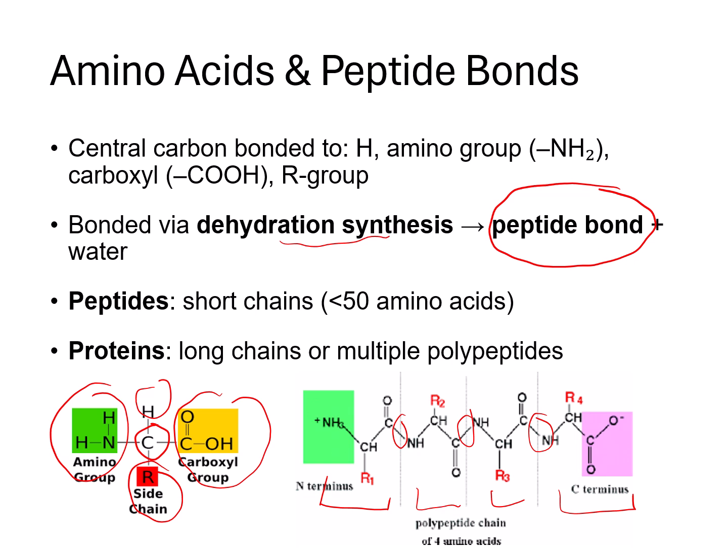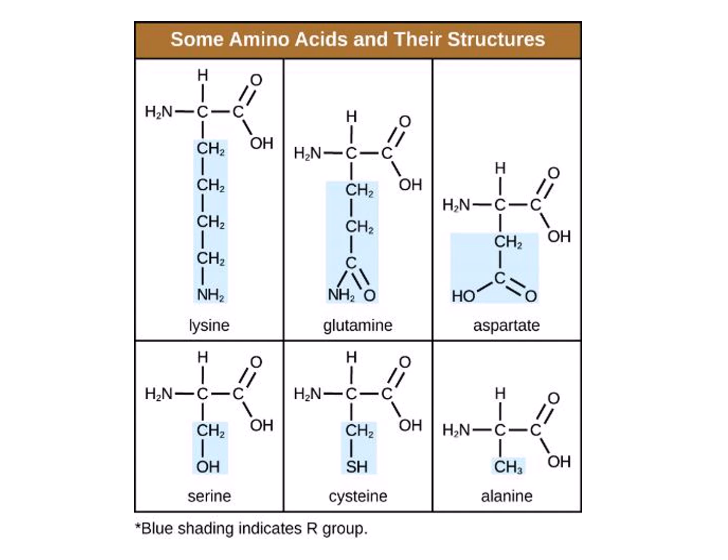If you have a chain under 50 amino acids, we call those peptides. Longer ones are known as polypeptides or proteins. Here's just an example of a few amino acids and their general structure. For all of them, we can see a central carbon and those 4 attachments: the carboxyl group, the amino group, the hydrogen, and the R group. The R group is highlighted in blue in all of these images, and the R group will give them their properties, like being polar or water-loving, or nonpolar or water-fearing.